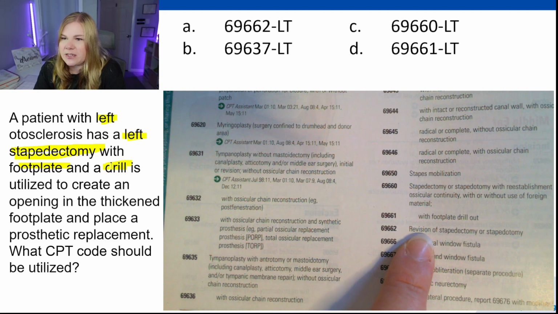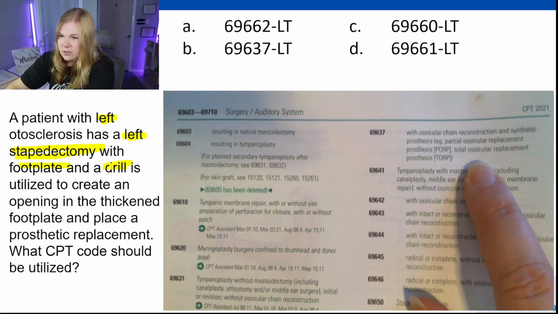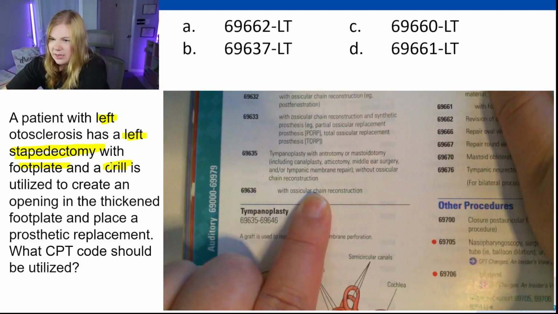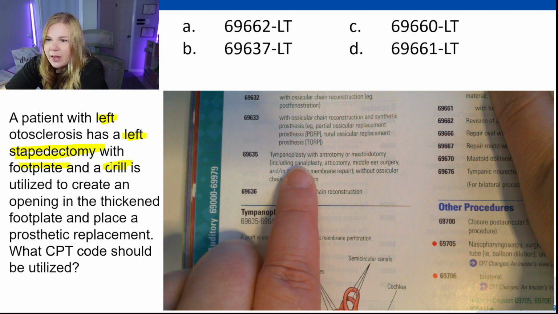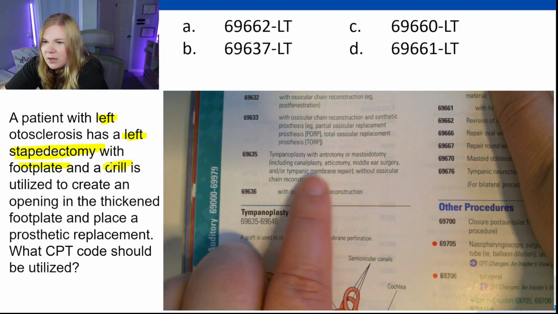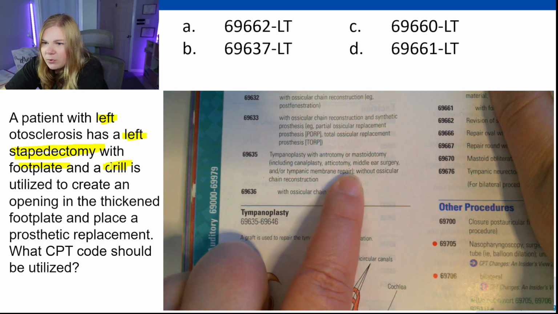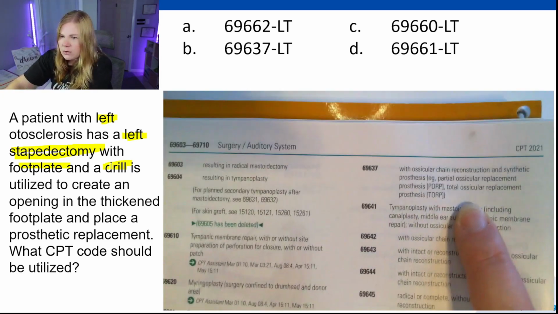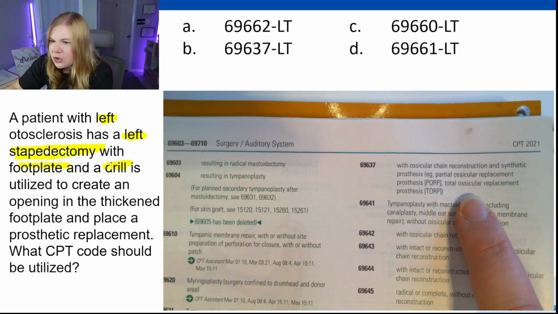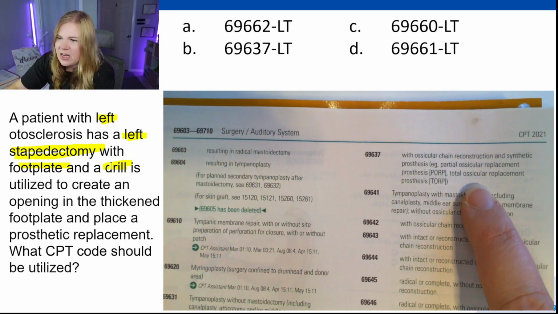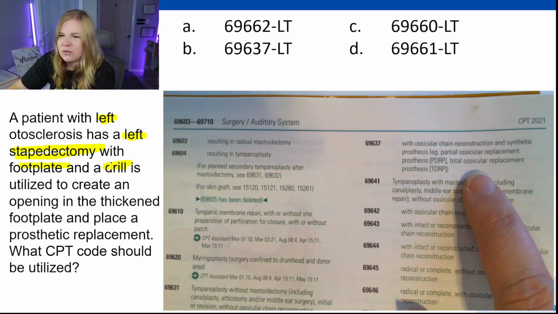B is 69637. So this one here is part of it. So we need to get tympanoplasty with antrotomy and mastoidotomy and or tympanic membrane repair with ossicular chain reconstruction. Yeah, that doesn't look like anything that we did in this procedure. So it's definitely not that.